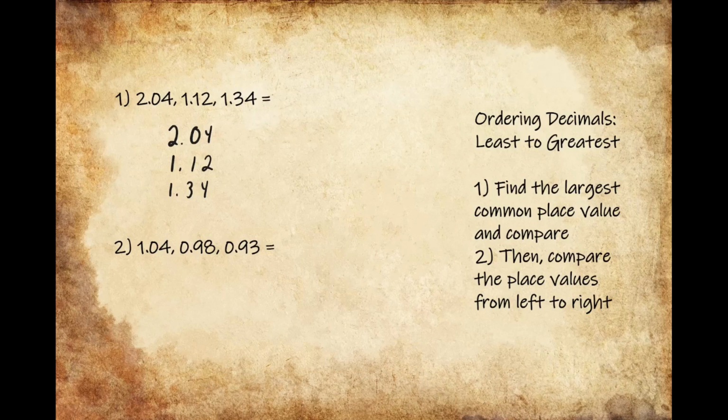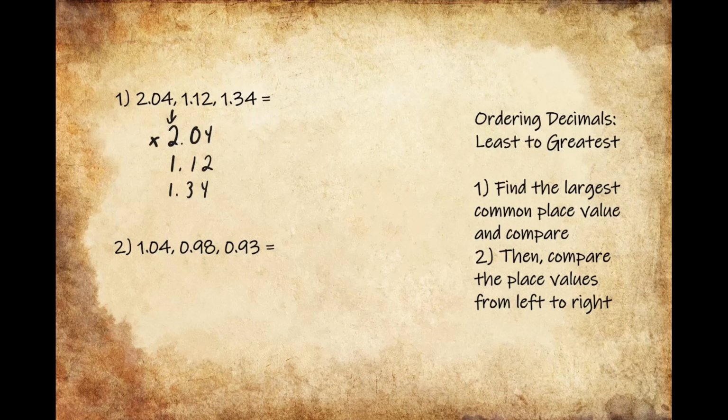And we can see that our largest common place value is the ones place. And in the ones place, we have a 2, a 1, and a 1. And obviously the 2 has a greater value than 1. So we know that this first decimal here of 2 and 4 hundredths is going to be our largest decimal.